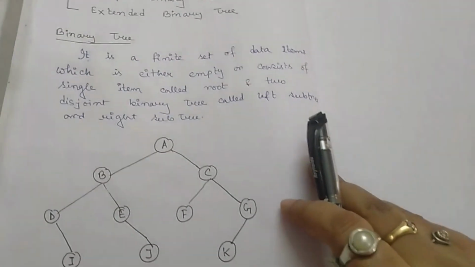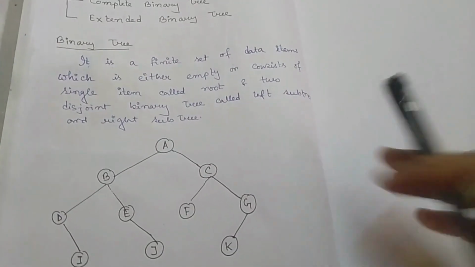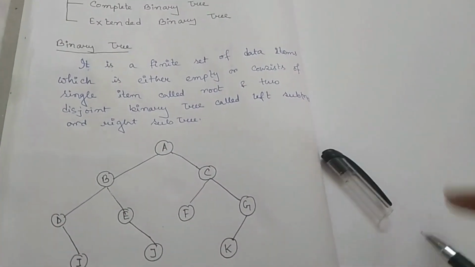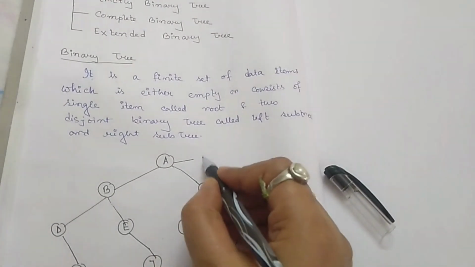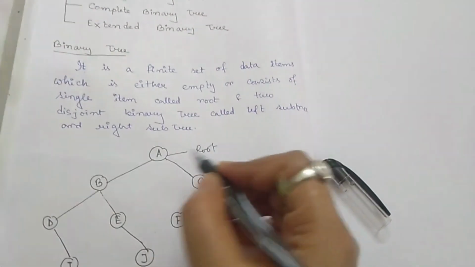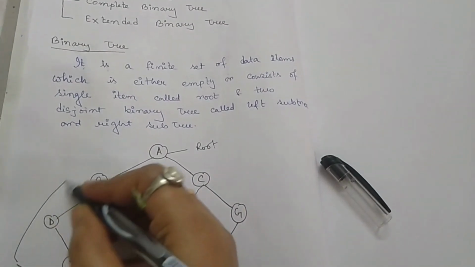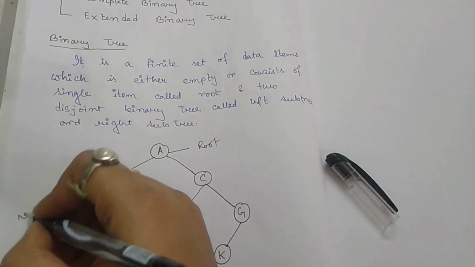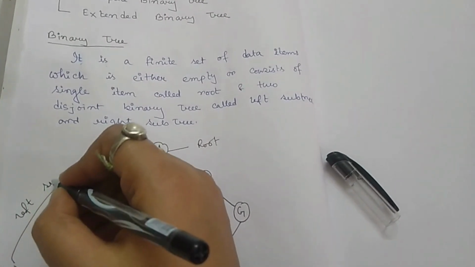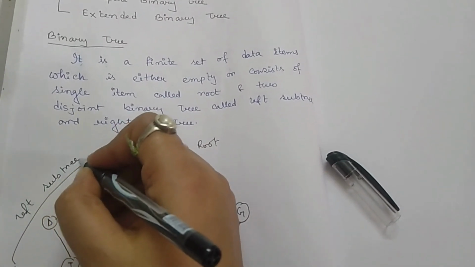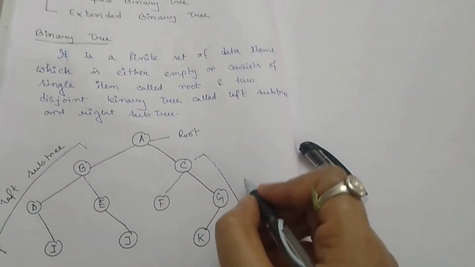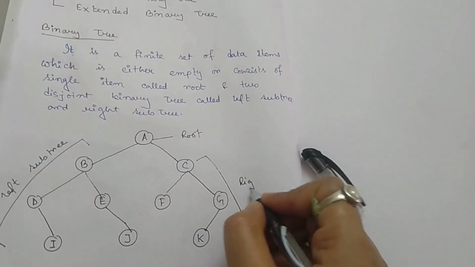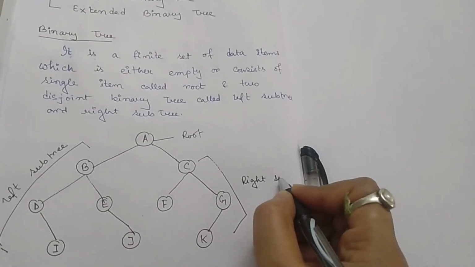This is a pictorial representation of a binary tree. According to the definition, here A is a root and this portion is denoted as left subtree and this portion is denoted as right subtree.